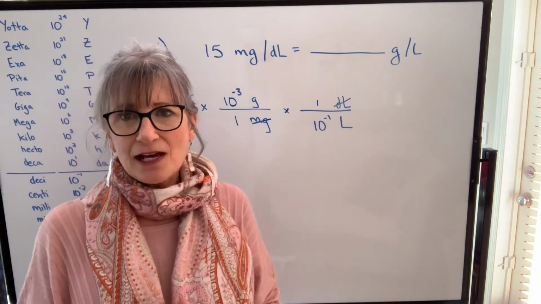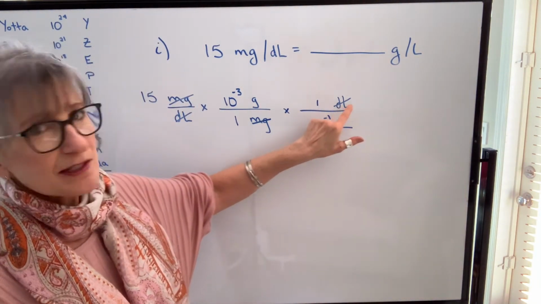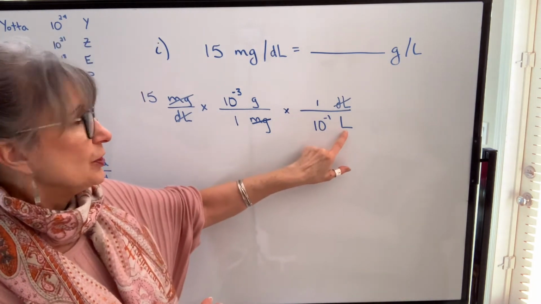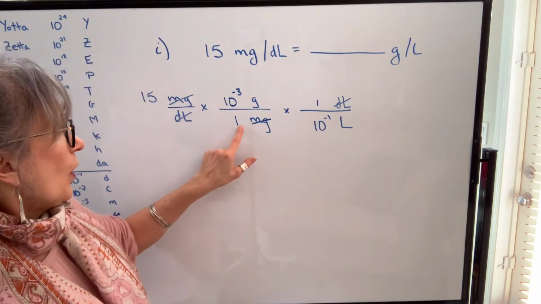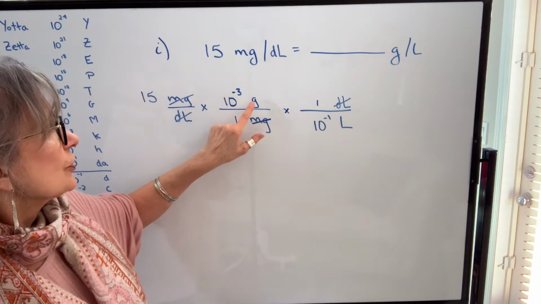As I mentioned in the last video, your 1 should always be with the unit that has the prefix, and your power of 10 should always be with the unit that's your base unit, so without any prefixes. The 1 is with the unit that has the prefix, and your power of 10 should be with the base unit.